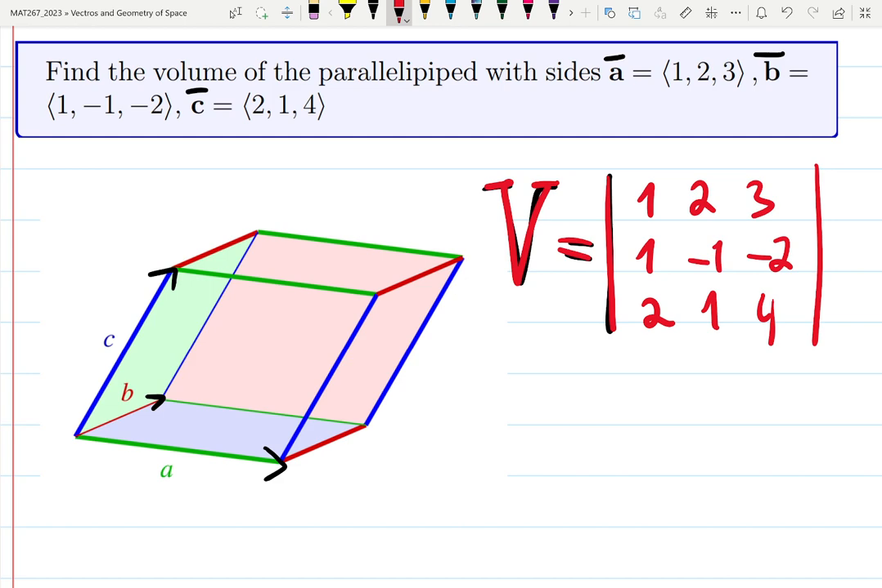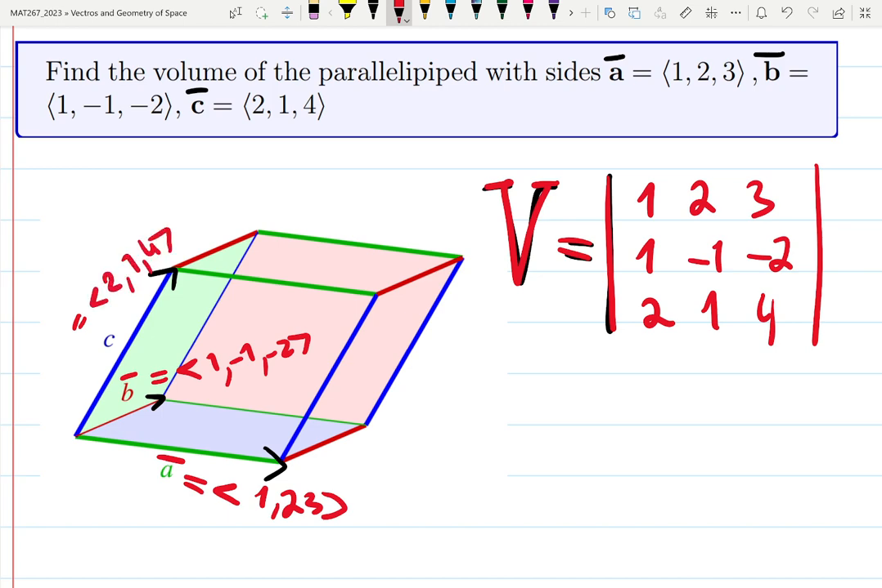How did I know to put 1, 2, 3 and so on? The vector A. A is a vector, and it was given as 1, 2, 3. B is a vector, and it was given as 1, minus 1, and minus 2. Finally, C is a vector, and it is 2, 1, and 4.